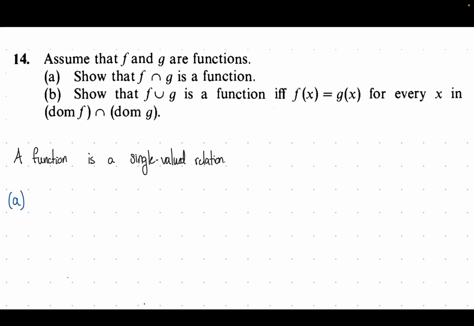Now, just to remind you, a relation is a set of ordered pairs, and a single valued relation is an ordered pair x comma y, such that for every x in the domain of f, and remember the domain is pretty much just all the things on the left-hand side of the ordered pair, there exists a unique y such that this ordered pair x comma y is in the function.